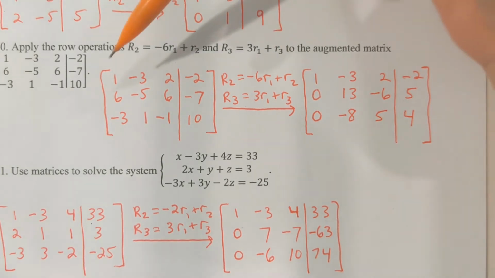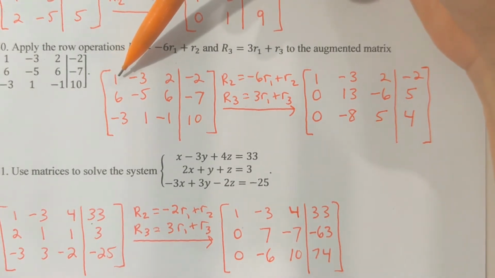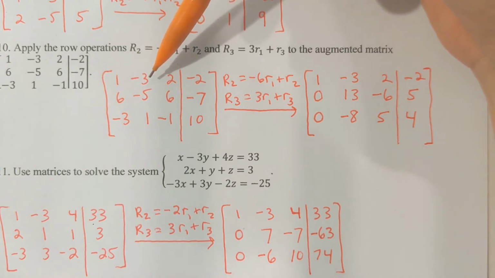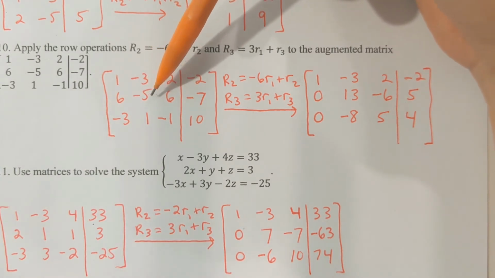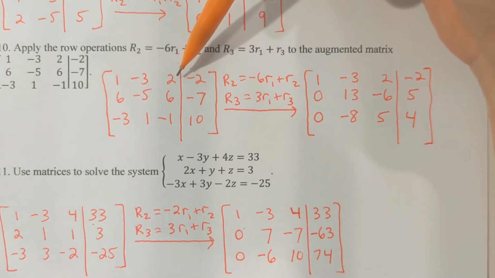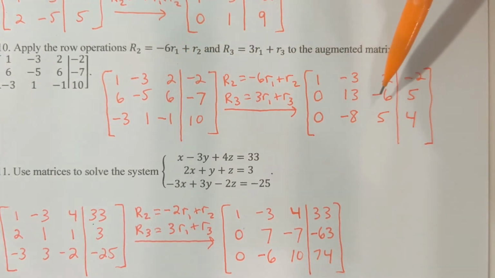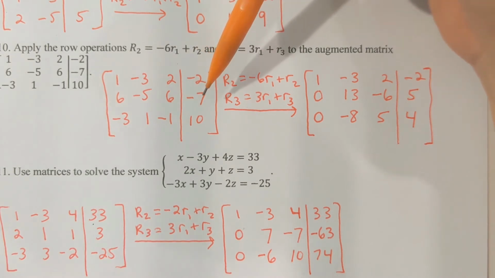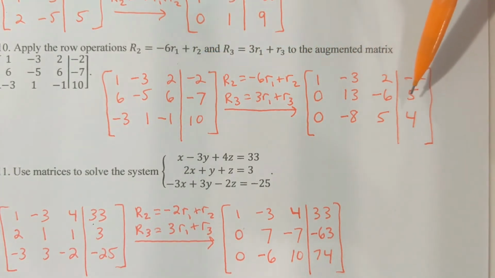Let me do that now. Okay, so negative 6 times 1 is negative 6, plus 6 is 0. Negative 6 times negative 3 is 18, plus negative 5 is 13. Negative 6 times 2 is negative 12, plus 6 is negative 6. And then negative 6 times negative 2 is 12, plus negative 7 is 5.